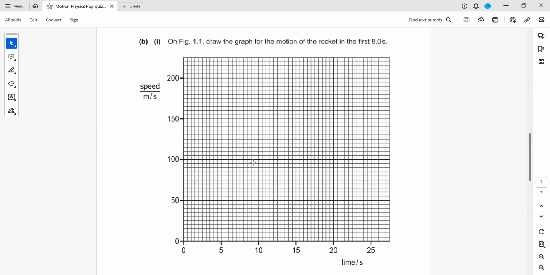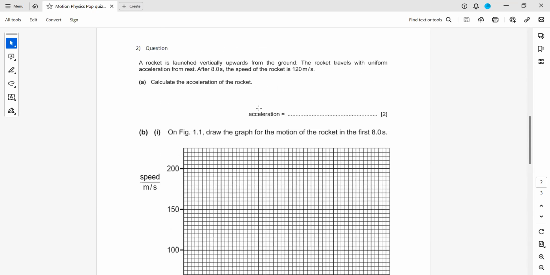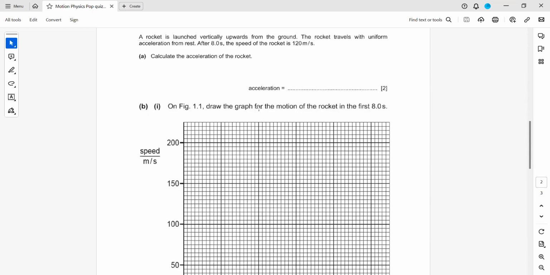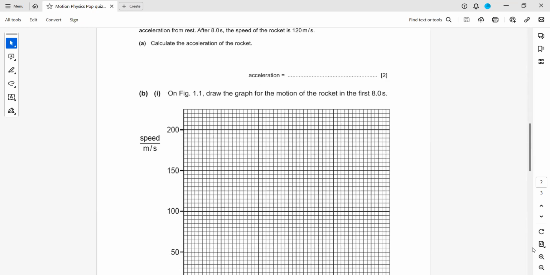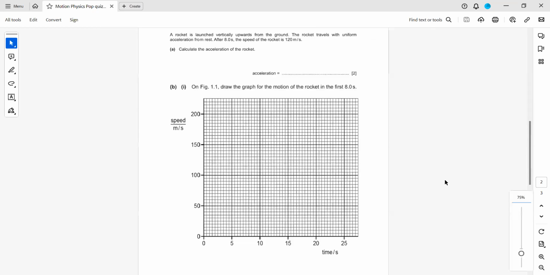So for this question, we have to complete the speed time graph for a rocket, which is accelerating with a constant acceleration for 8 seconds, and it reaches a speed of 120 after 8.